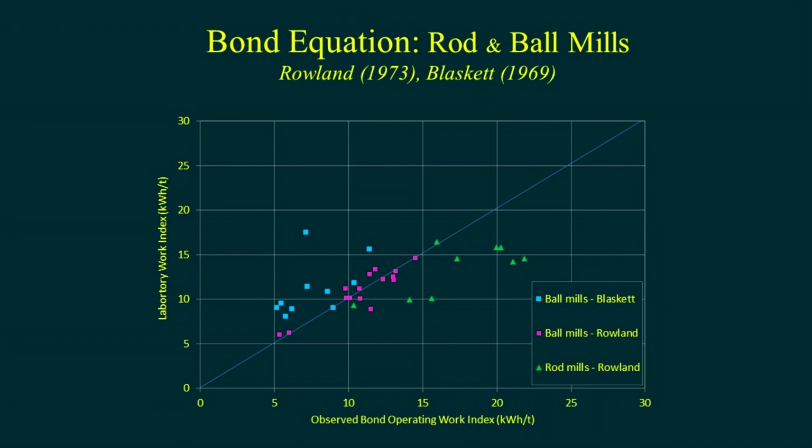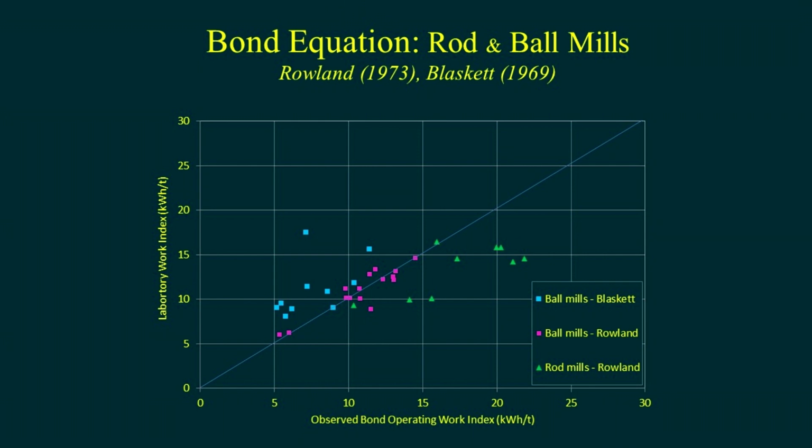The ball mill, the blue squares, are from Blaskett. The purple squares are from Roland, and the triangles are Roland's triangles. So ball mills are the squares. That one you can see is a particularly poor correlation. And the reason for that poor correlation, if any of you know a bit about how the Bond equation is used, you will know there are various correction factors. And one of them is called an EF4. It's the coarse feed factor.